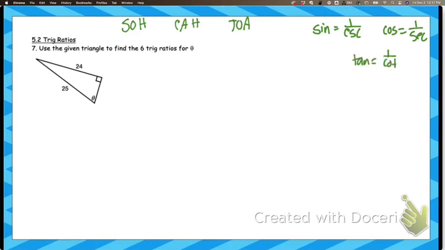So with cosecant, secant, and cotangent, we'll find the ratios, like we'll write the fractions. We won't use those reciprocals when we're solving though. All right, so let's find these 6 trig ratios. So in order to do that though, we need to find our missing side.